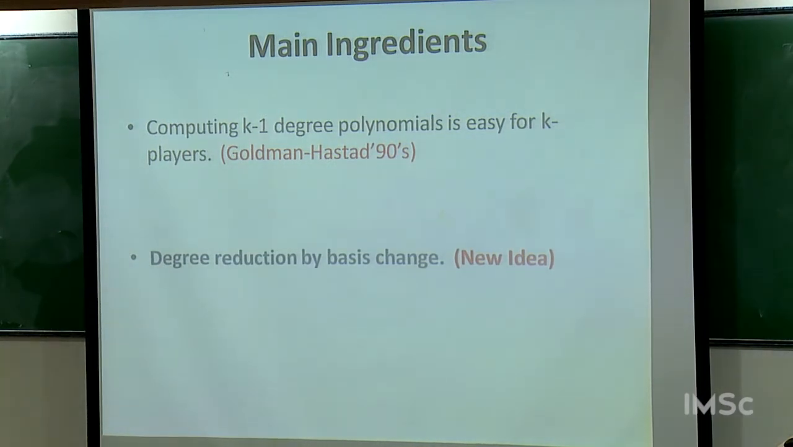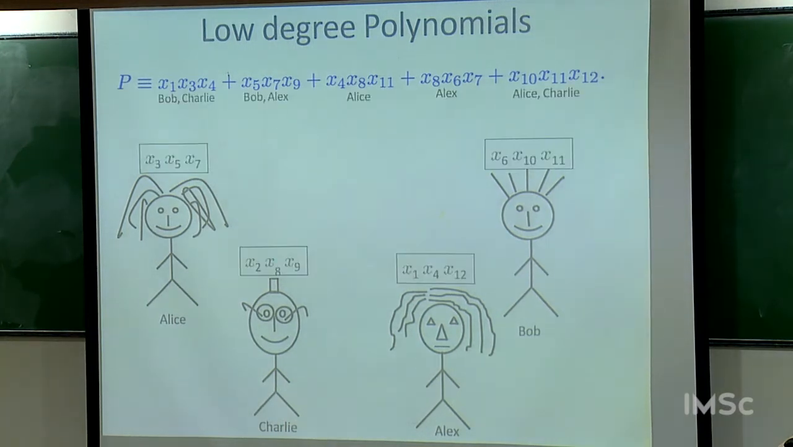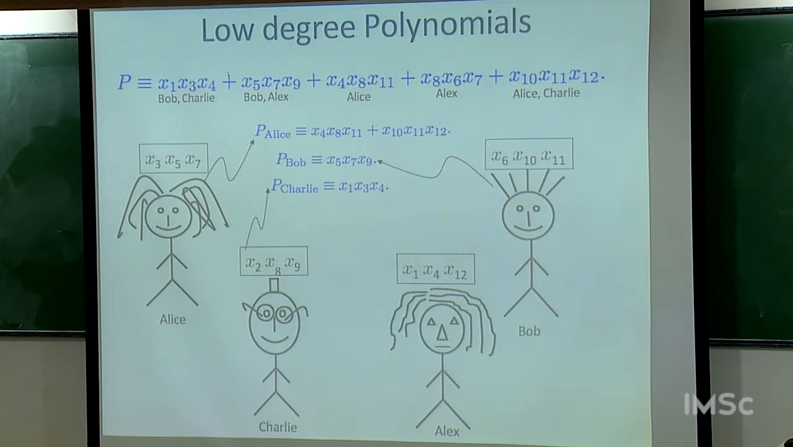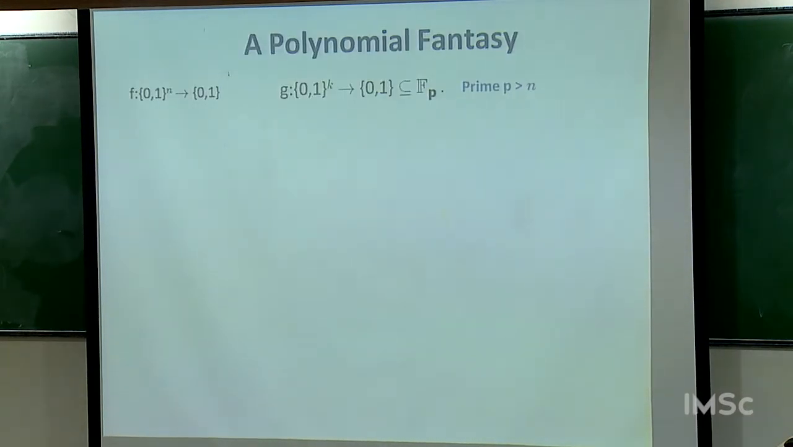But what we showed here, the new idea, is that you can do this degree reduction by changing bases. Since I don't have much time, I'm going to skip this particular slide. It shows the old idea of why low degree polynomials can be evaluated by k minus 1 players. This is a simple idea. But now, in general we are not going to have a degree k minus 1 polynomial, so what are we going to do?